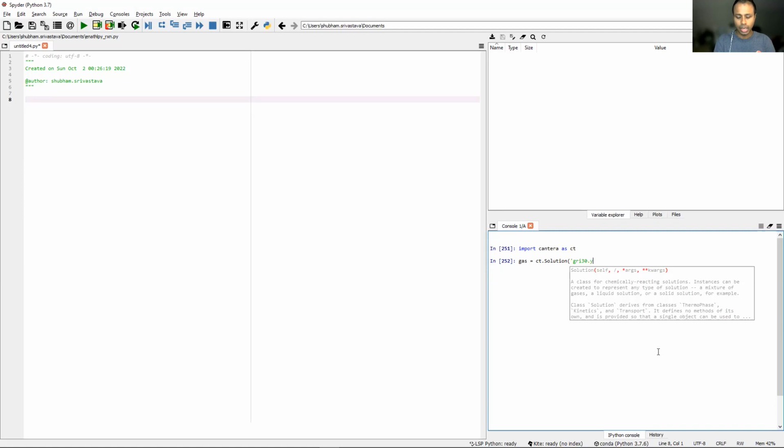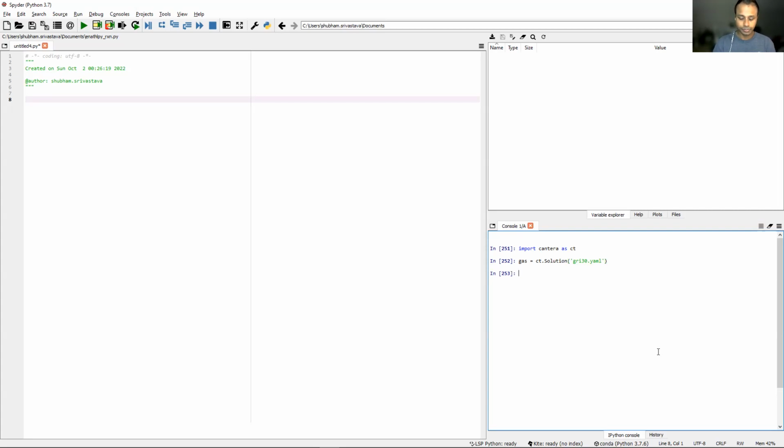gri30.yaml. I keep using gri30.yaml because that's a very common input data file, and it has a lot of species and a lot of reactions that we will use in our normal calculations. Once in a while, there will be some calculation or reactant system for which some other data file will be needed, because it will have species or reactions that are not a part of the GRI system. And then we will see how to include the other data files as well. But today we'll just use GRI 3.0.